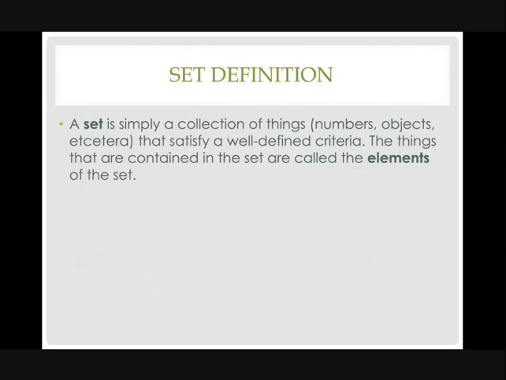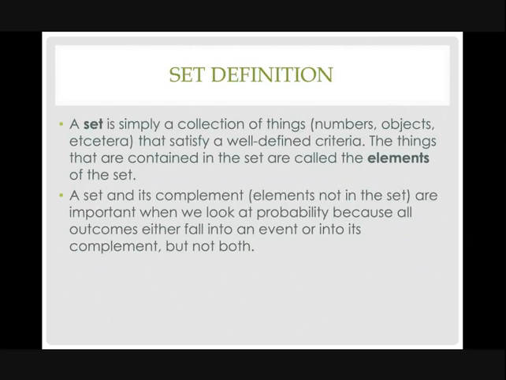So, set definition. A set is simply a collection of things, numbers, objects, etc., that satisfy a well-defined criteria. The things that are contained in the set are called elements of the set. A set and its complement, elements not in the set, are important when we look at probability because all outcomes fall into an event or its complement, but not both.